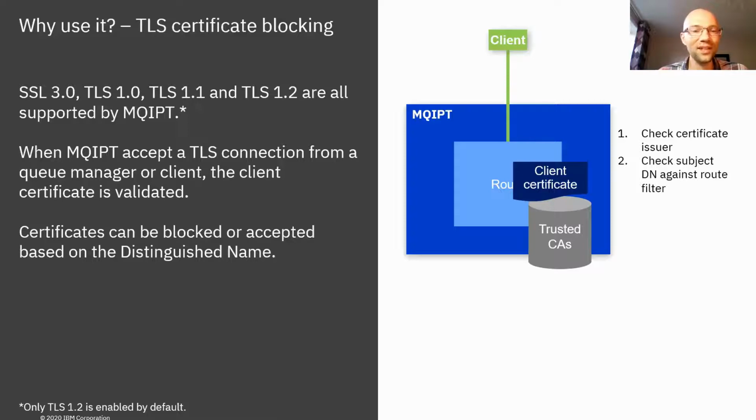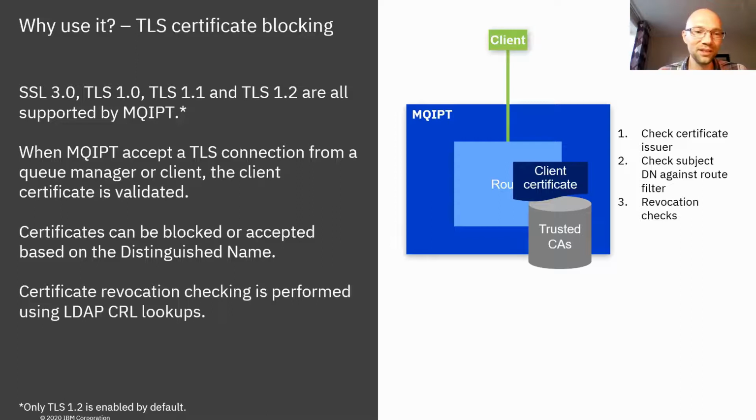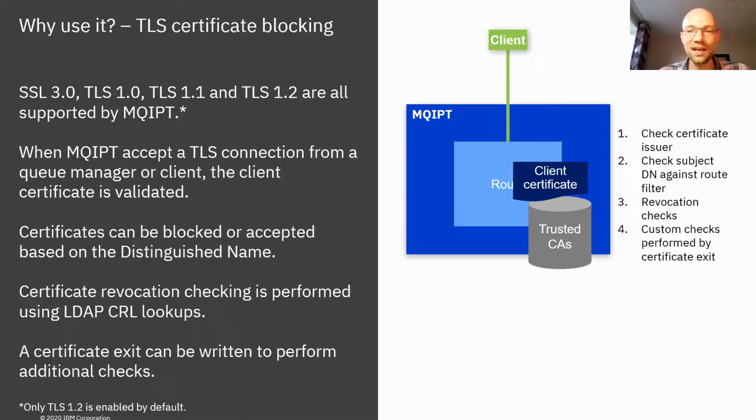So we can have a filter to only permit certificates with certain distinguished names from connecting into MQIPT on a certain route. That makes sure that the connection is coming from someone that essentially you want to be allowed to connect into your MQ network. MQIPT can check that the certificate given by the client hasn't been revoked by doing an LDAP lookup. And if that's not enough, you can also write your own exit to perform any additional checks. All that can take place in MQIPT before the connection gets sent onto your queue manager.